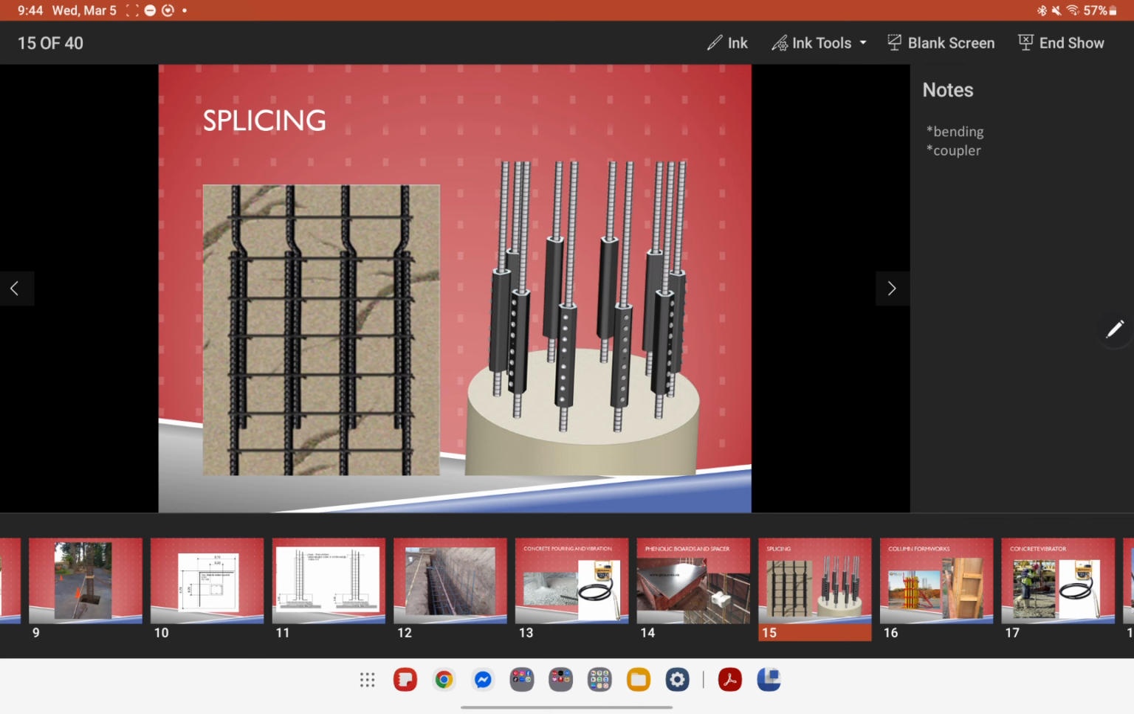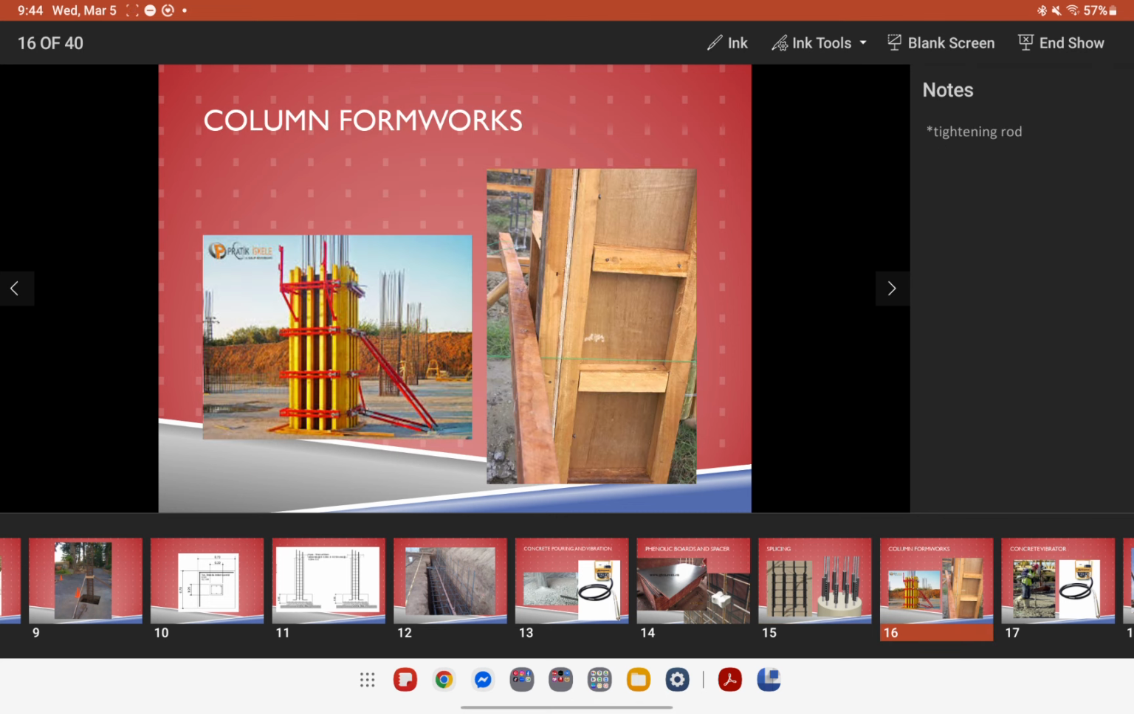Another thing that we commonly see is the formworks. So for the columns, you have different configurations.